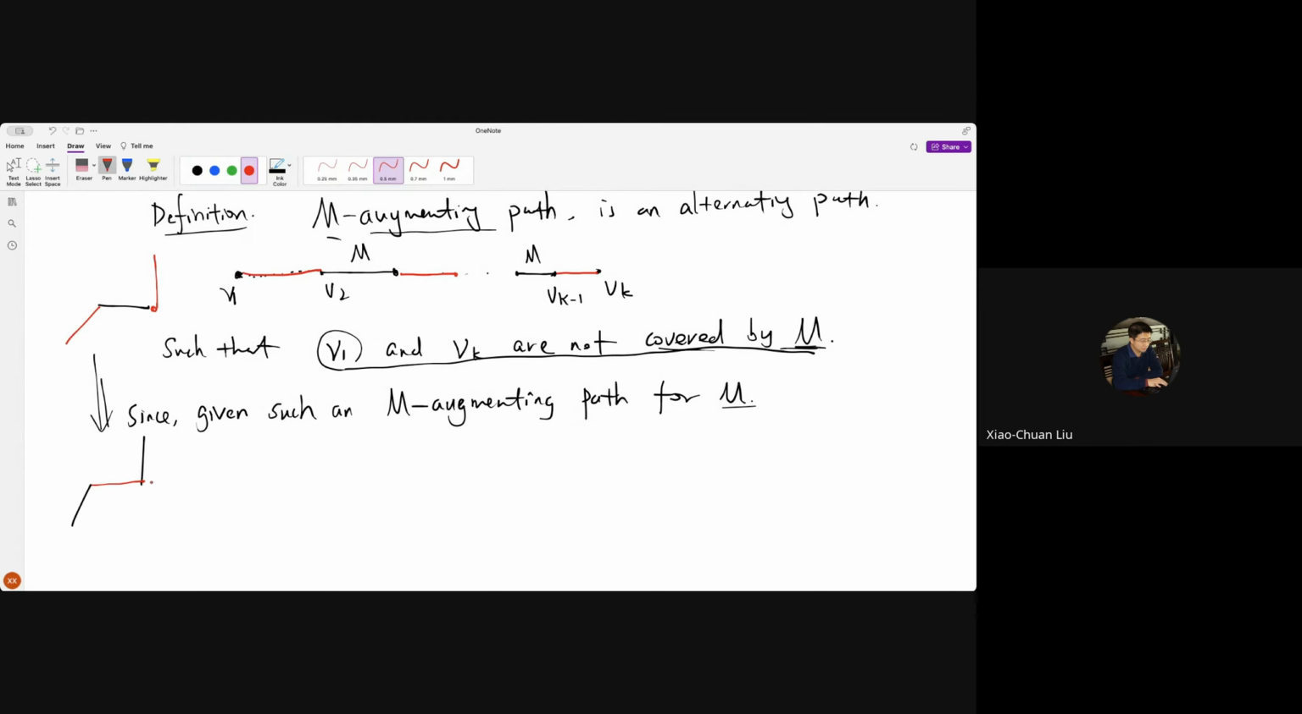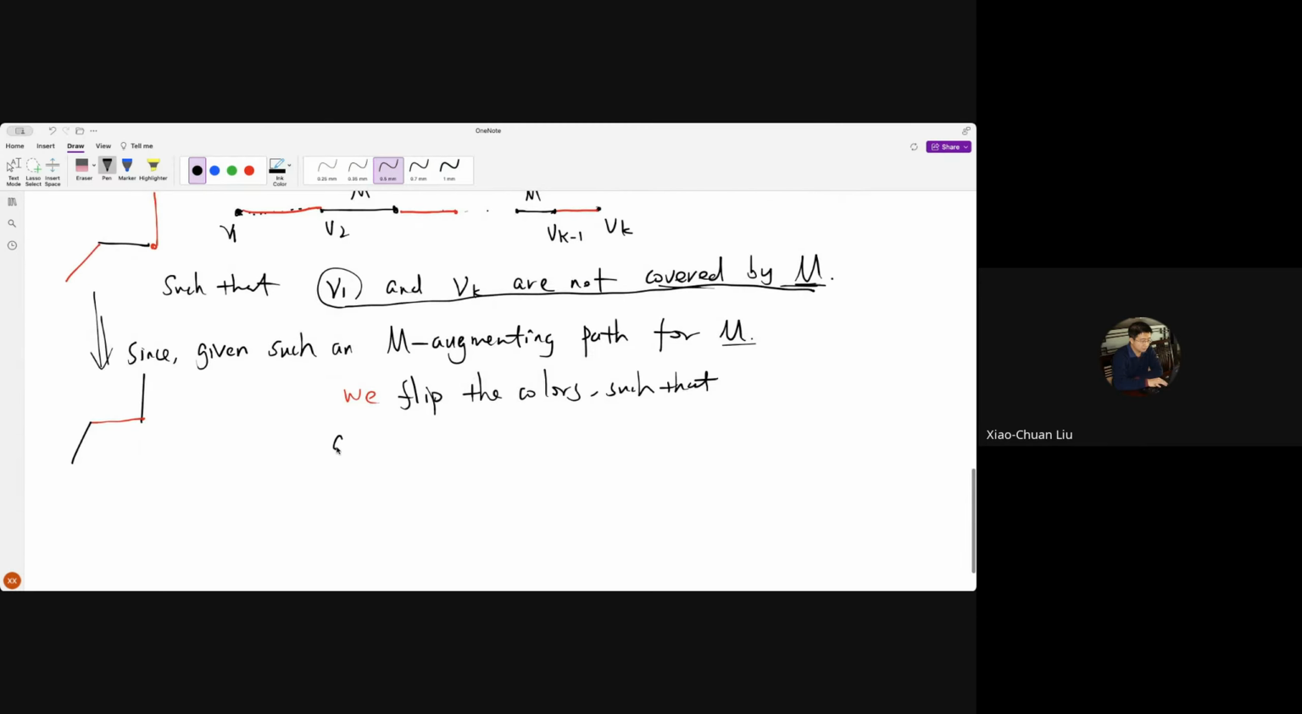Okay, so this is a new matching. If we have this, we flip the colors. The color is defined as: red does not belong to my matching, and black belongs to my matching. So we flip the colors such that we get a new matching. We only change the definition partly, but a new matching is defined.